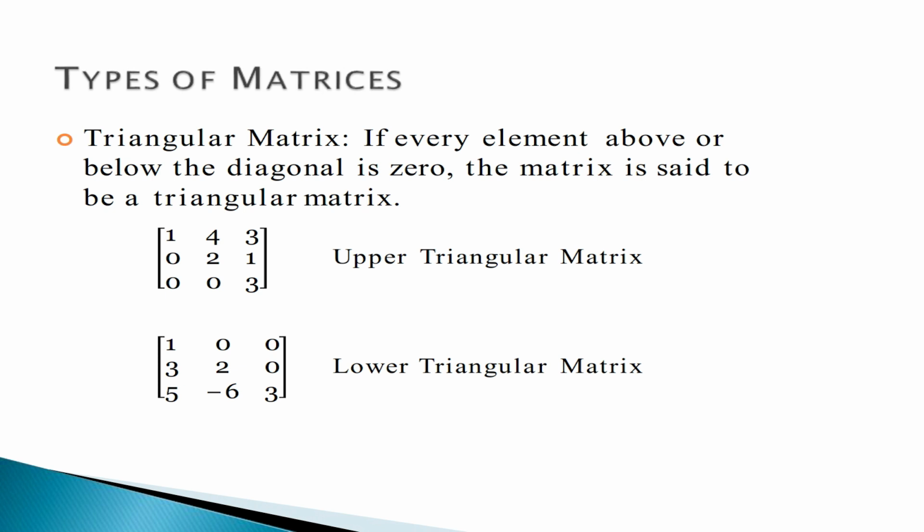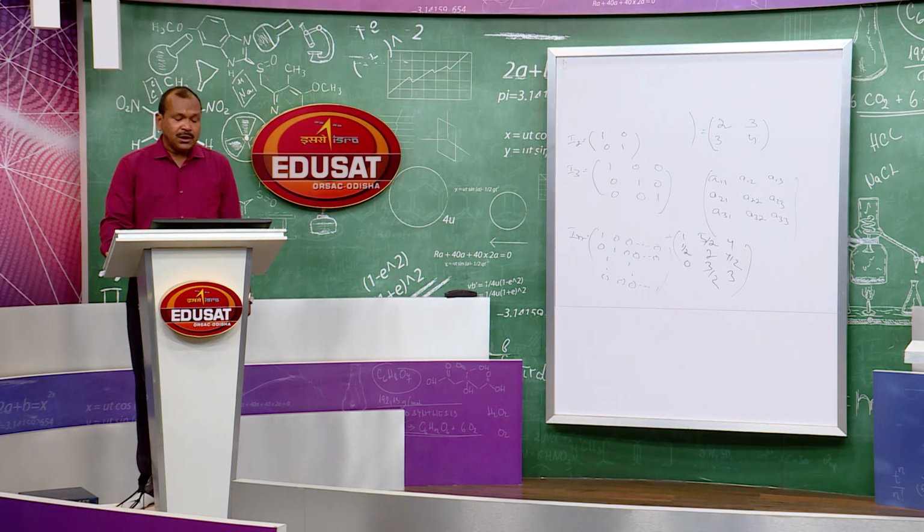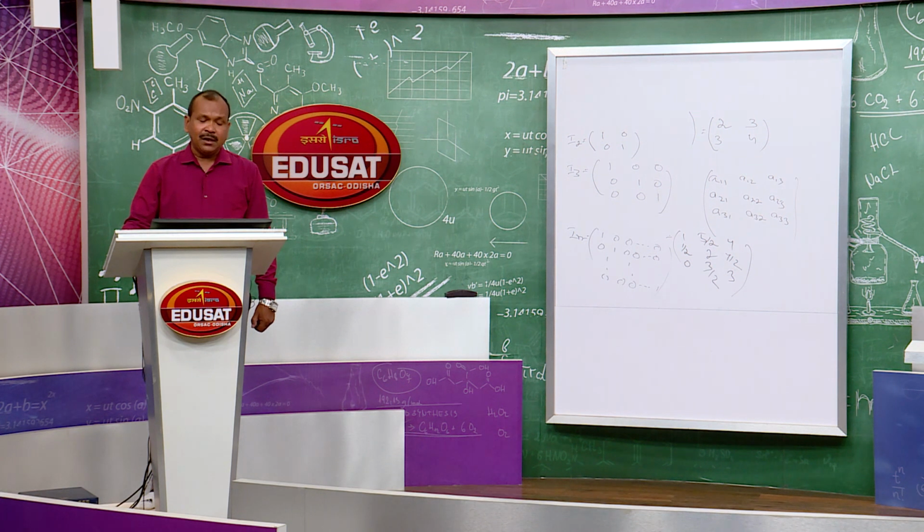Similarly, in a square matrix, if the leading diagonal elements and the elements below the leading diagonal are non-zero and other elements are 0, it is known as a lower triangular matrix. This is the example of an upper triangular matrix and this is the example of a lower triangular matrix. Next is, what is a strictly upper triangular matrix and a strictly lower triangular matrix.